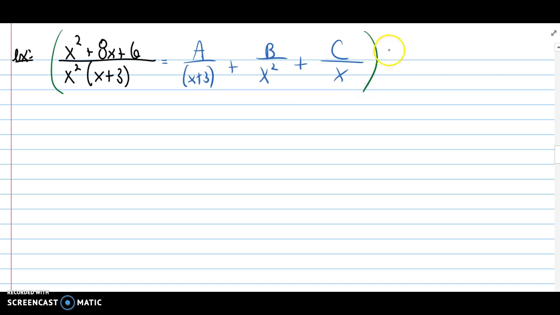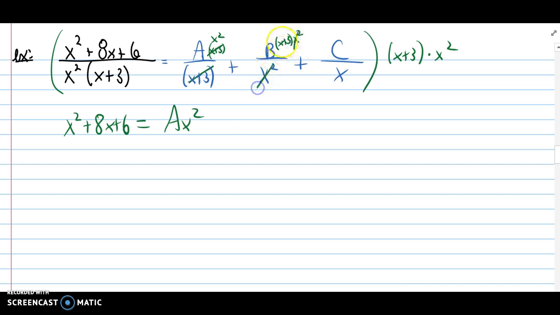We're going to multiply everything on both sides by x plus 3 times x squared. When we multiply it by the term on the left, that denominator is completely gone, so it's x squared plus 8x plus 6. When we multiply it by this term, the x plus 3's will simplify out. So we have a times x squared. We're going to multiply this times x plus 3 times x squared. Those x squareds cancel out, so we have bx plus 3b. And then this one is also going to have x plus 3 times x squared.